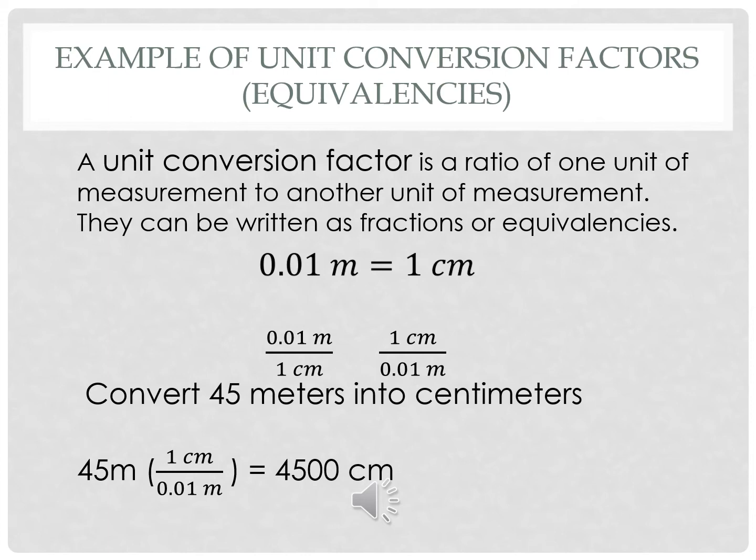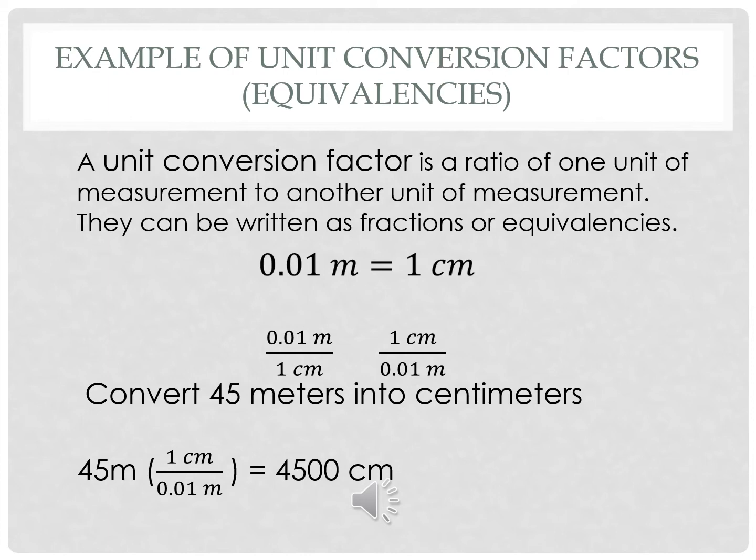A unit conversion factor is a ratio of one unit of measurement to another unit of measurement. Anytime you have two things that are equal, you can write them as a fraction. These fractions are sometimes called conversion factors or equivalencies. For this example, we know that 0.01 meters is equal to 1 centimeter. This is from the multiplier column on the previous slide. We can write that as either of the two fractions shown.